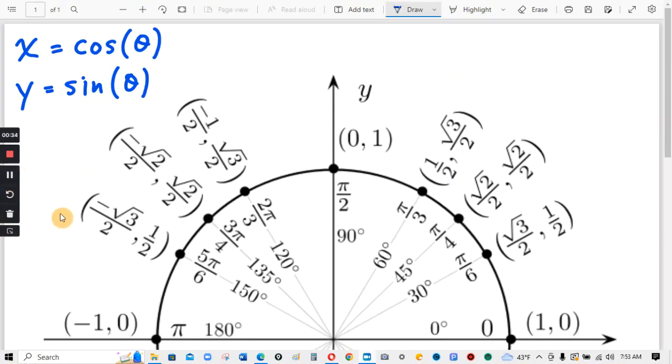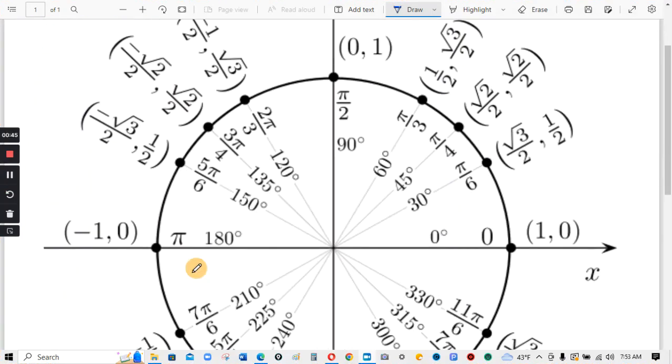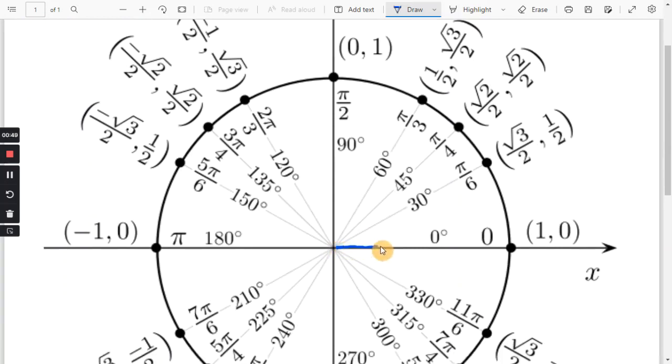So if you recall from the unit circle, the x-coordinates represent the cosine of the angle theta, and the y-coordinates represent the sine of the angle theta. Now, these degree measurements, recall that you start on the positive x-axis and you travel in the counterclockwise direction. All right, so right here on the positive x-axis, that is 0 degrees.